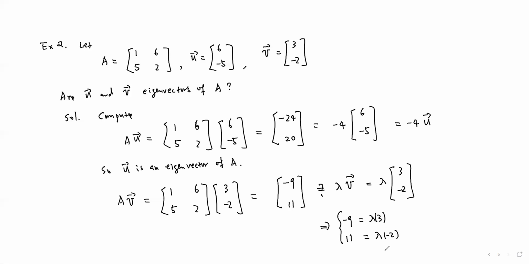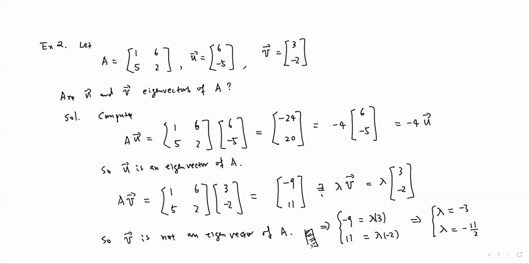Does this linear system have a solution? Let me see. From the first equation, lambda should be negative 3. From the second equation, lambda should be negative 11 over 2. So no lambda can make this equation true, right? Therefore, the conclusion is that V is not an eigenvector of matrix A. Conclusion, done.